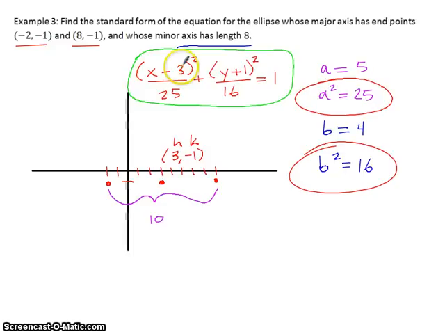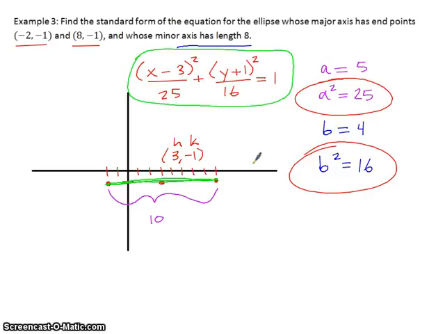We have x minus 3. Remember, we take the opposite, to the power 2 over a squared. I know that we have the x squared over the a squared because the major axis is parallel to the x-axis. And we have y plus 1 because the -1 represents the k value. We take the opposite, y plus 1 squared over b squared, which is 16, equals 1.